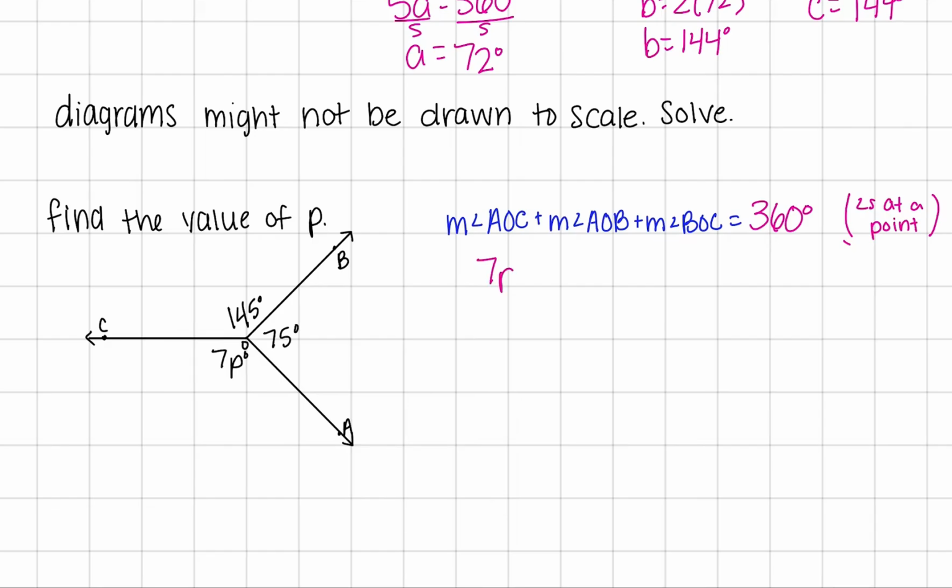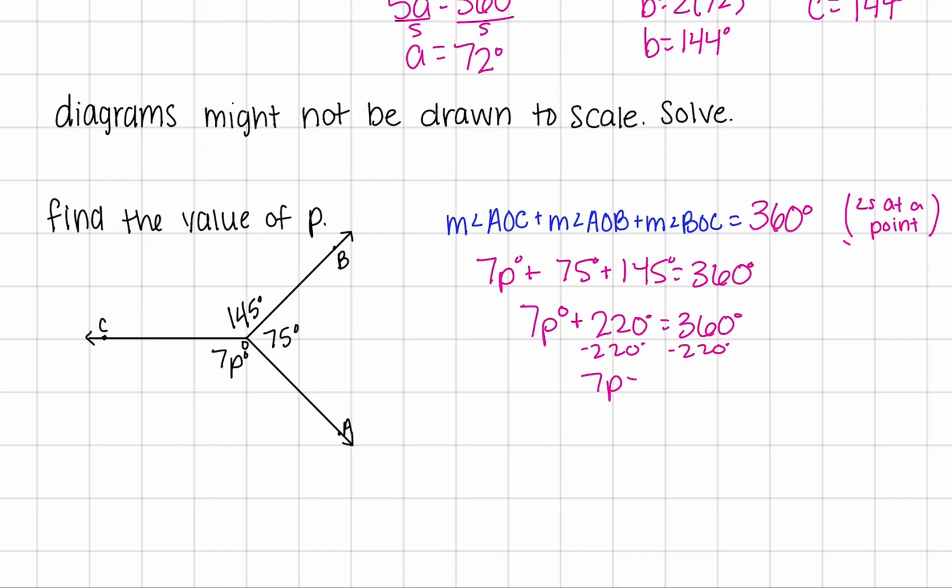So you should have substituted in 7P plus 75 plus 145 equals 360. 7P plus, we'll simplify this, which is 220. We subtract this from both sides. Equals 140. And so P equals 20. Okay? So if we were to plug 20 in for P, we get 140. But we were just told to find the value of P. Okay?